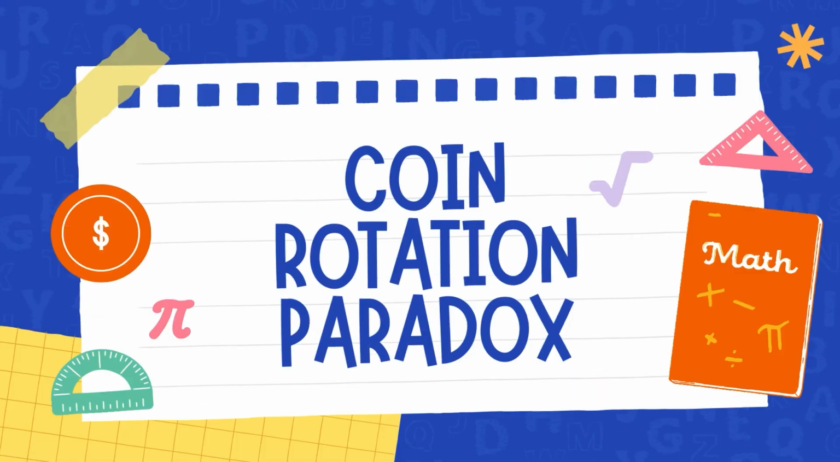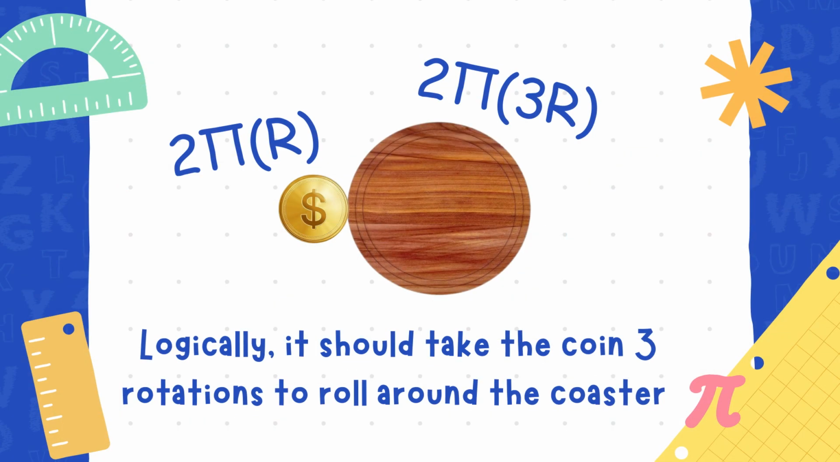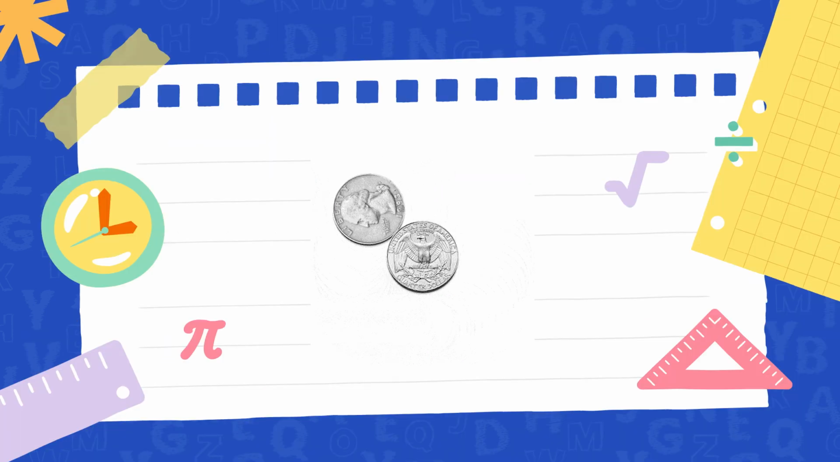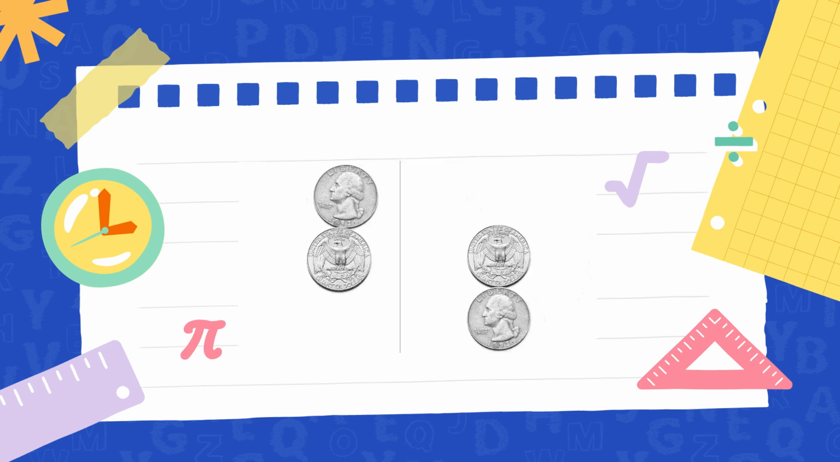This question then became a mathematical paradox known as the coin rotation paradox. Logically, it should take 3 full rotations for the coin to roll around the coaster. If your intuitive answer was 3, I can tell you that the answer is wrong. A simpler version of this paradox can be seen with 2 identical coins. By our initial logic, this should rotate once. However, as you can see, this is not the case, as the coin has rotated not once, but twice.